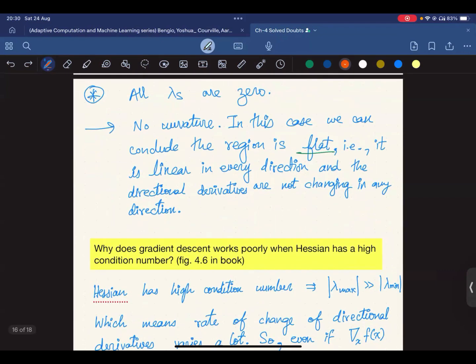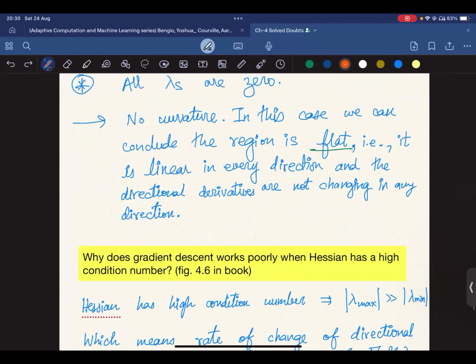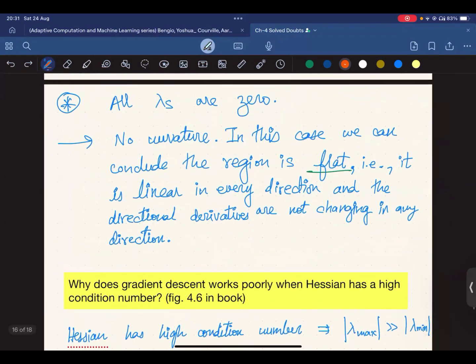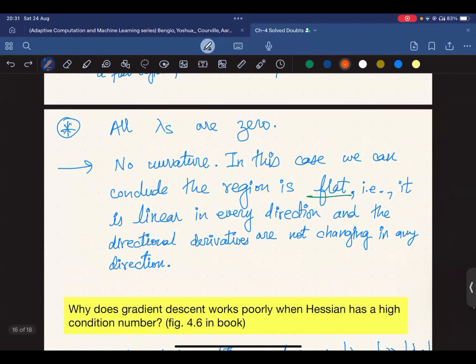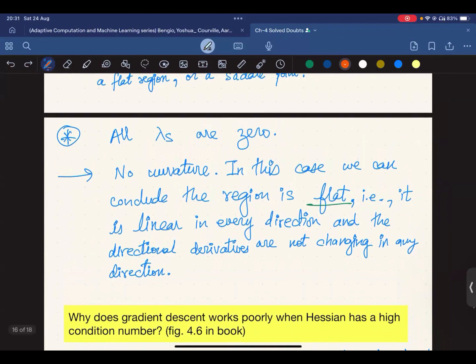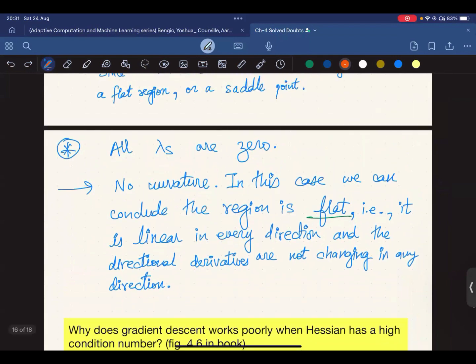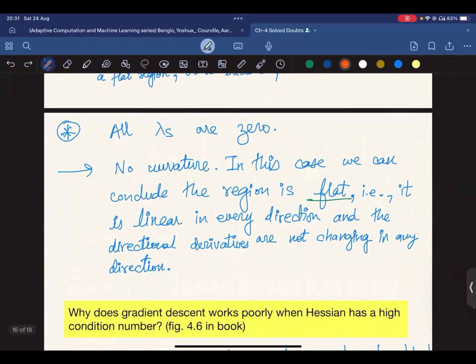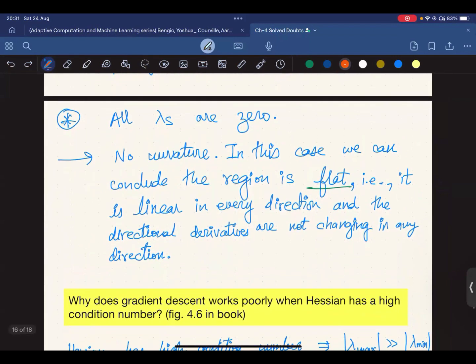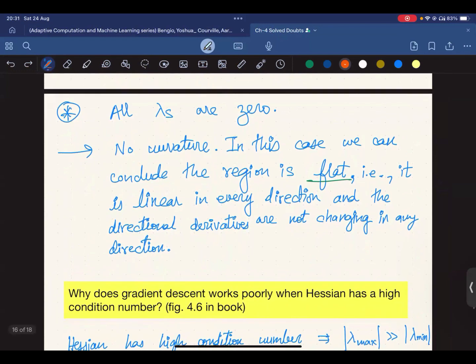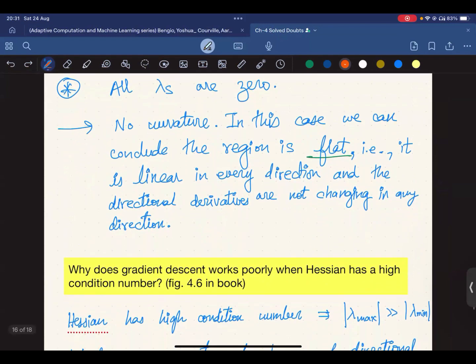Then we had a doubt. If you have any doubts, just interrupt in between. Okay. Let me know if you have any doubts. Okay.